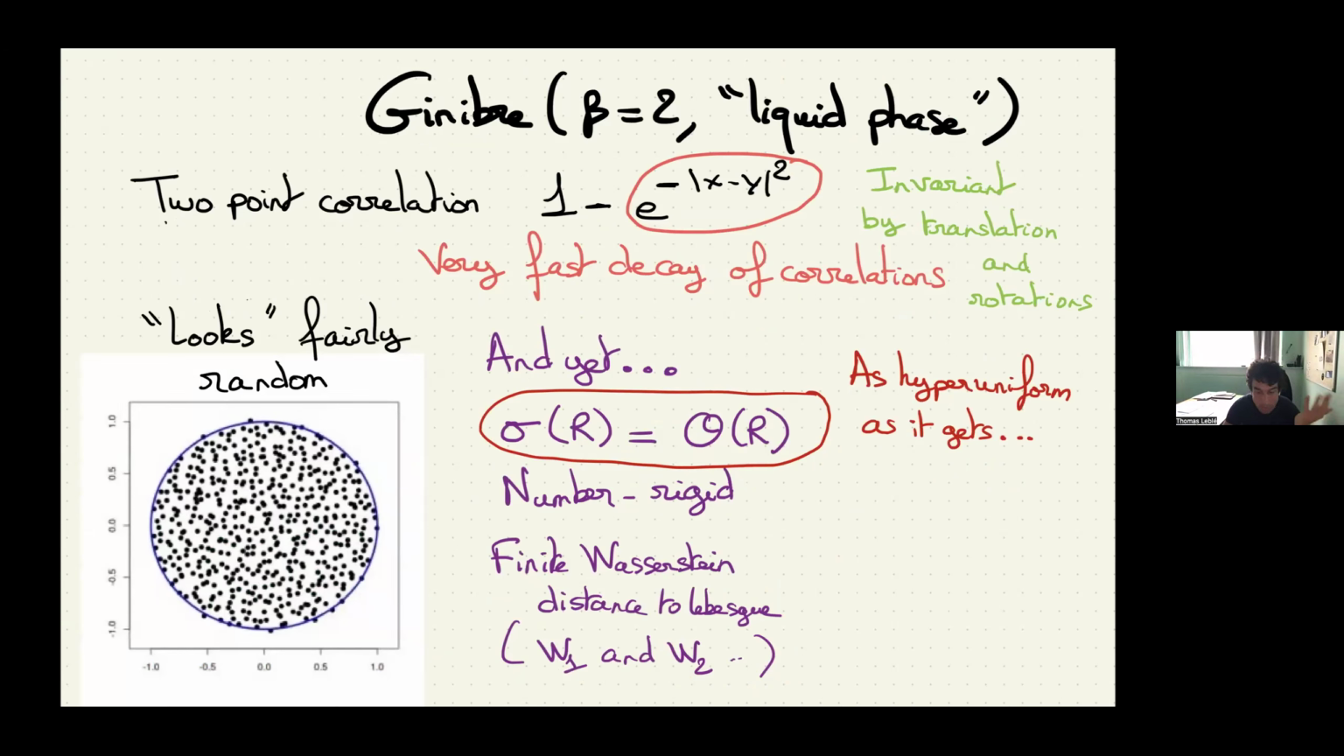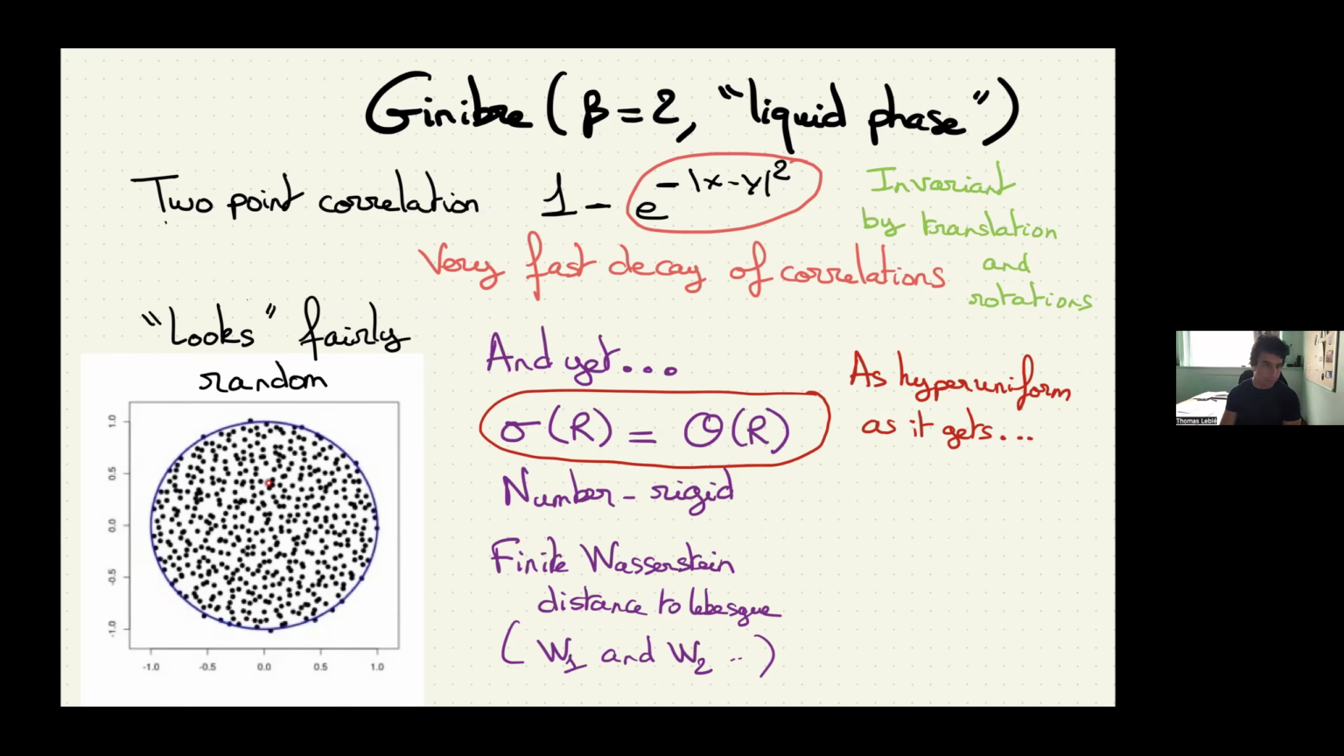Okay, for Ginibre is something we can say a lot about. Remember, this is in the liquid phase. Beta equals 2 is after or before the phase transition, depending on where you start, but you're not a crystal anymore because 2 is less than 140, at least allegedly. Well, we know the 2-point correlation. That's actually the only case where we know it. And as you can see, it decays very fast. So in the sense of physics, this is disordered, it's liquid, with very fast decay of correlations.